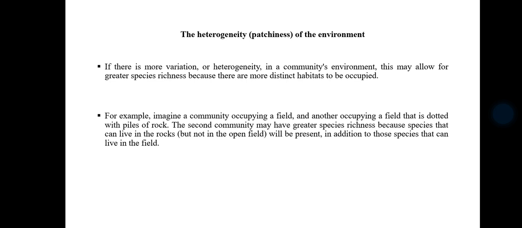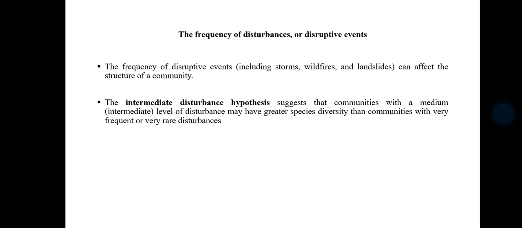For example, imagine a community occupying a field and another occupying a field that is dotted with piles of rock. The second community may have greater species richness because species that can live in the rocks but not on the open field will be present in addition to those species that can live in the field.